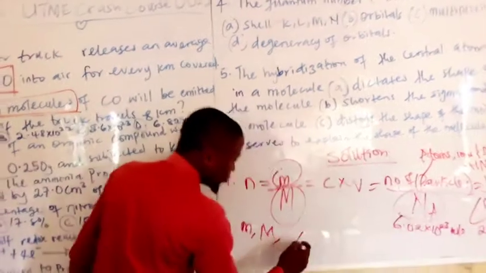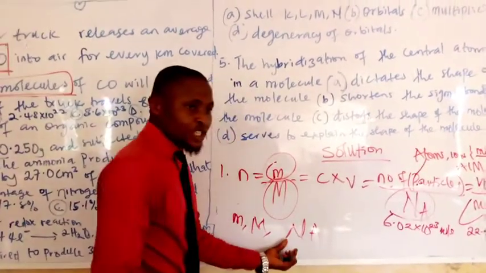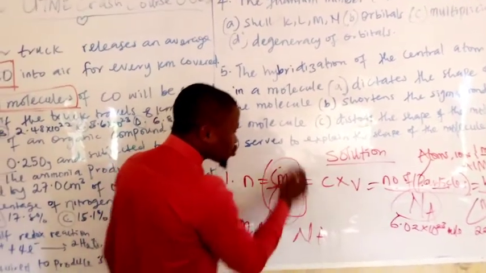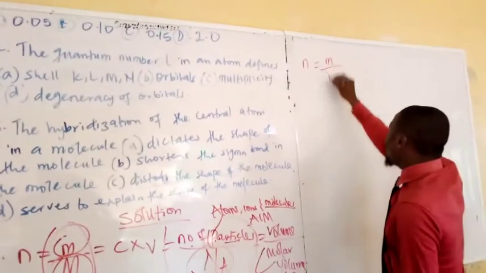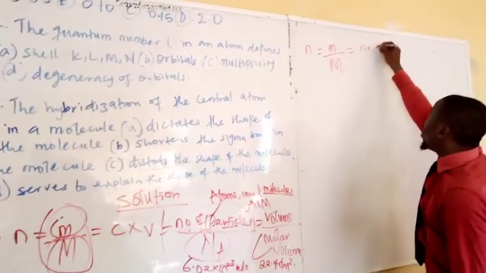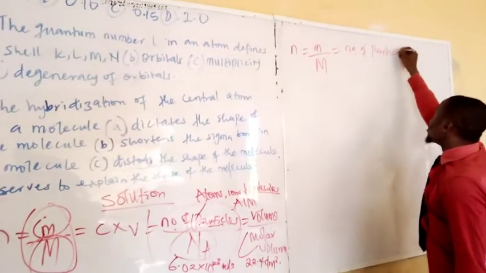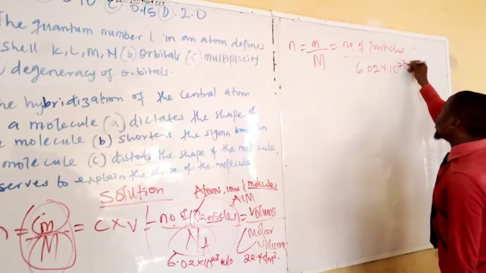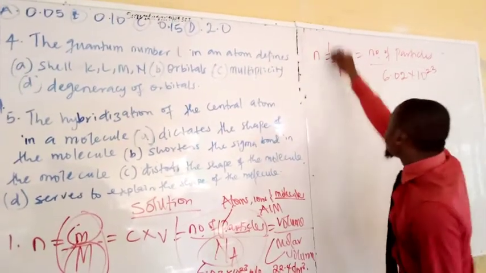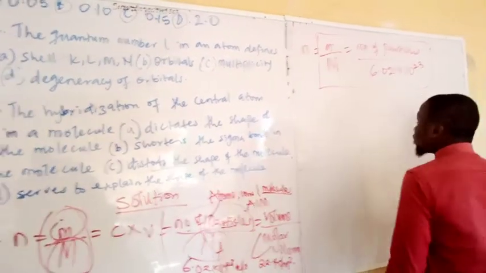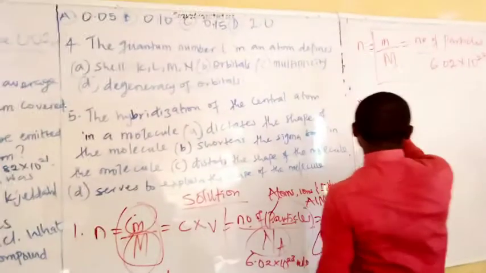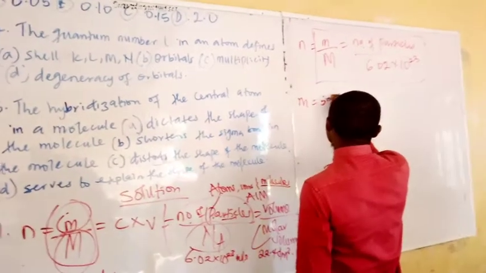We can get the number of atomic particles, which is a constant, and we need the number of particles. Therefore, we are going to combine these two equations. Number of moles is mass over molar mass, the same thing as number of particles divided by 6.02 times 10 raised to the power 23. From the question, the mass of the carbon monoxide is 5.0 gram.